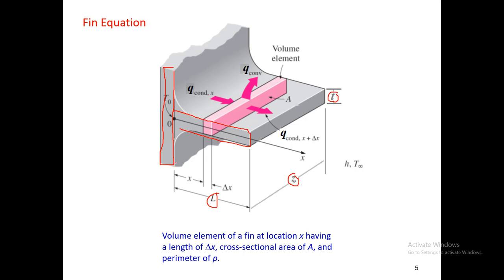Now you can see from this figure that if we consider this as our reference point, x is 0 here, and the extended surface is attached to the base surface at x equal to 0. At distance x from the base surface, we have considered a small differential volume element whose length is delta x, whose depth is z, and whose thickness is t.